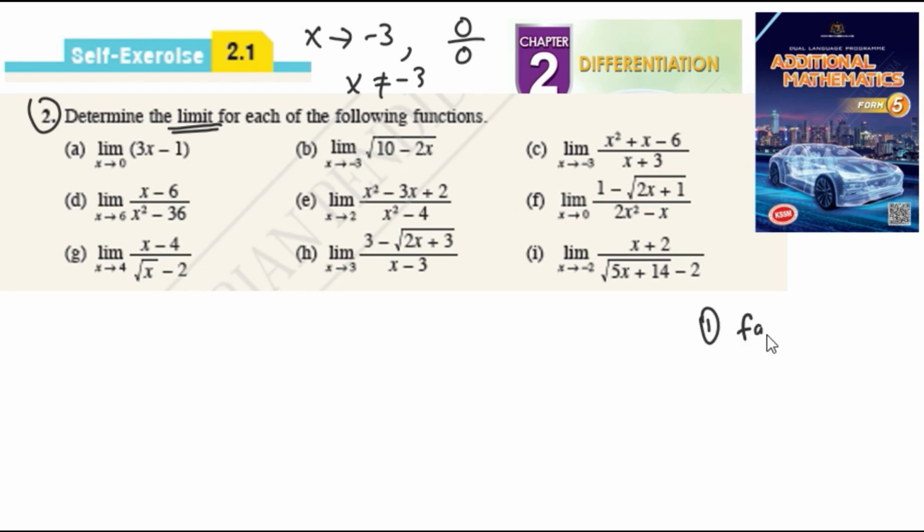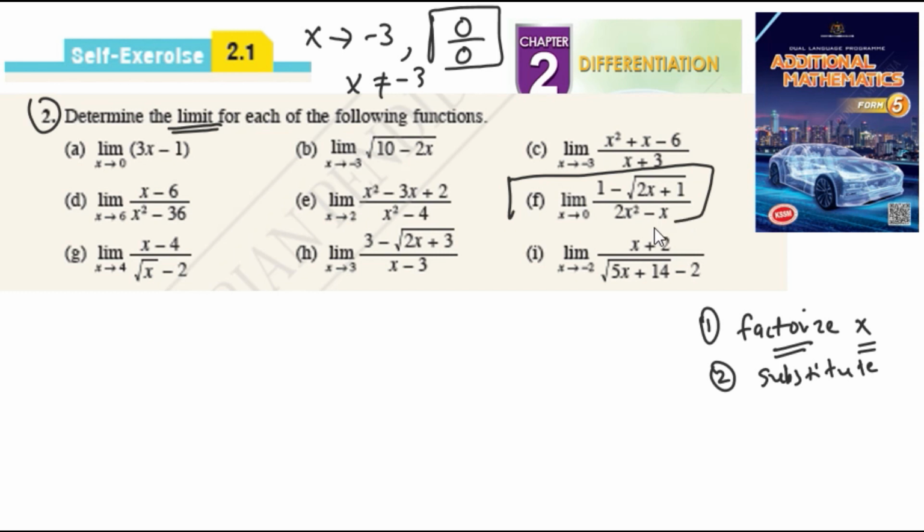Usually you have to factorize. So you have to factorize x, and then second you can substitute after that. But you have to make sure that you won't get 0 above or 0 below. So else you have to factorize, or for example, like f, you see here.